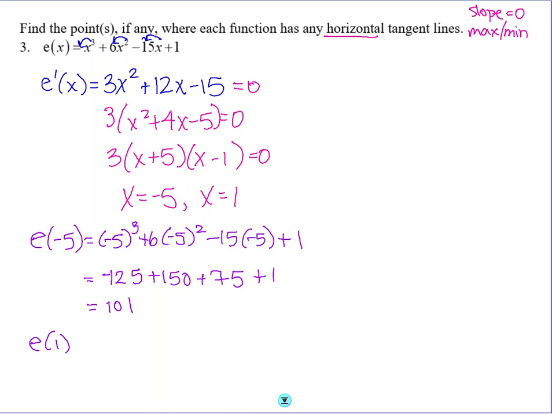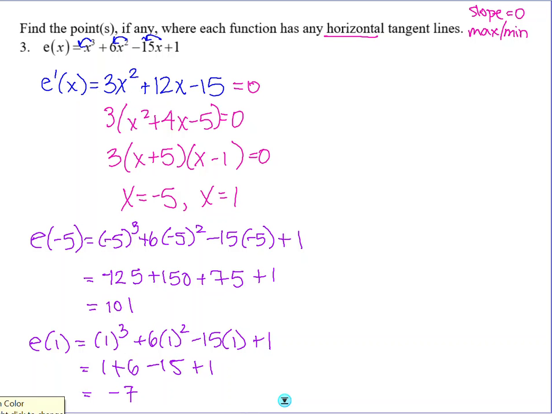Then e of 1 is 1 plus 6 minus 15 plus 1, which is -7. So the points where I have horizontal tangent lines are (-5, 101) and (1, -7).